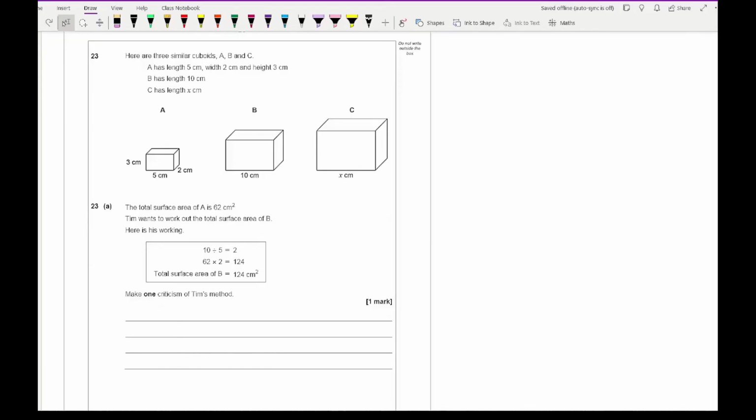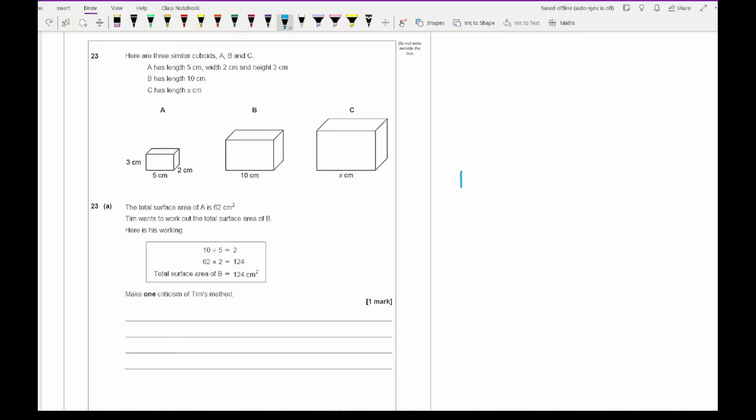Now moving on to question 23, it says here are 3 similar cuboids A, B and C. So we already know that this is going to be related to similar shapes. It says that A has a length of 5 centimeters, width of 2 and a height of 3. B has a length of 10 and C has a length of x centimeters. The first part says the total surface area of A is 62 centimeters squared. Tim wants to work out the total surface area of B. Here is his working. State 1 criticism for his method.